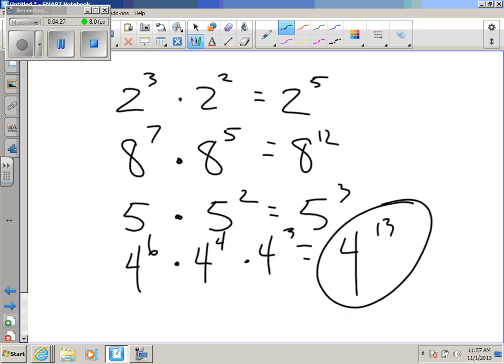Any questions there on how that works? Now, they have to have the same base number. I was only able to add the exponents because they were all the same. They were all 4. Same here, same there, same up there. But that's the gist of it. Any questions?